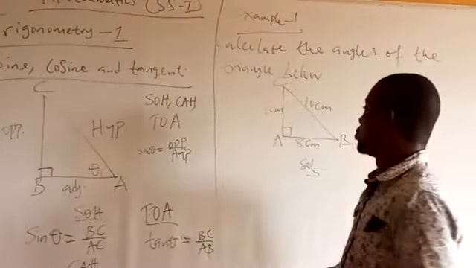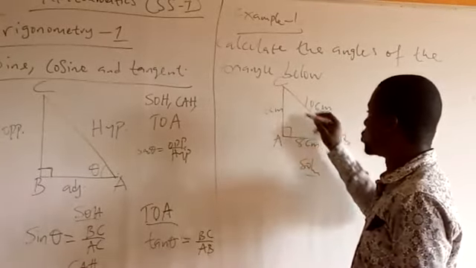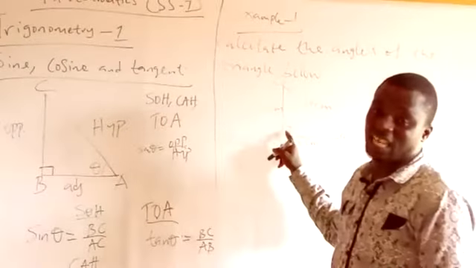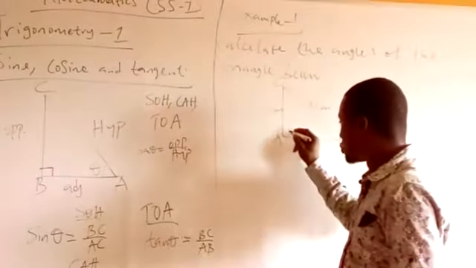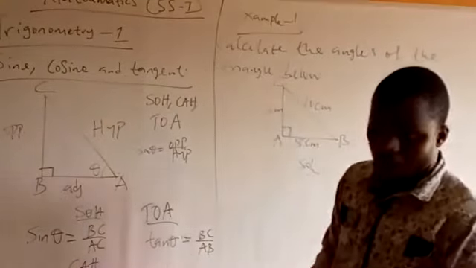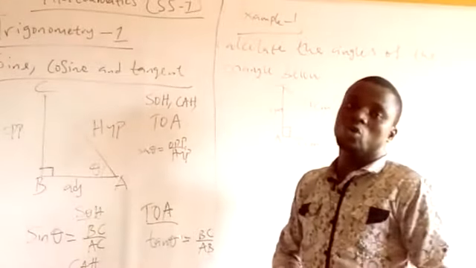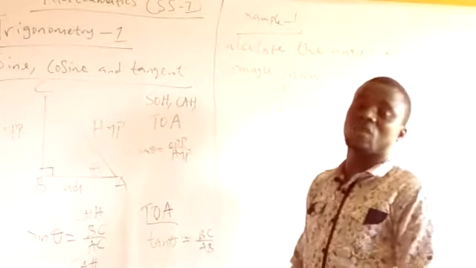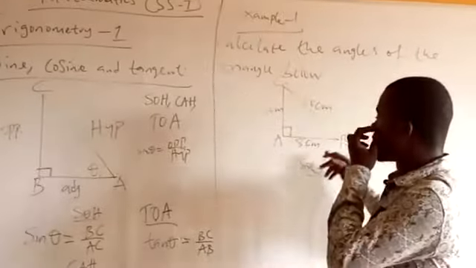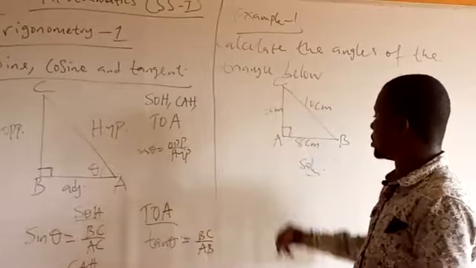What are the angles? We need just two angles here: angle B and angle C. They're not given. We already know that angle A is 90 degrees because of the right angle triangle. How do we get that? Remember, to calculate the angle, you must use SOHCAHTOA. But if you are calculating the length of sides, we use Pythagoras theorem.